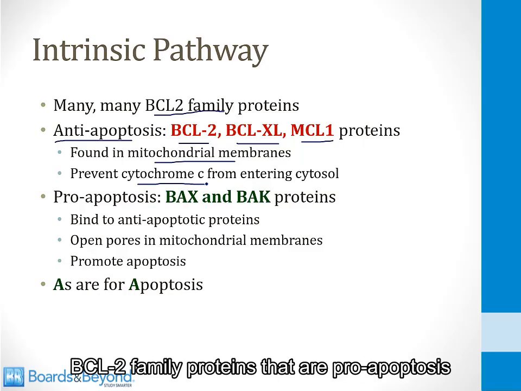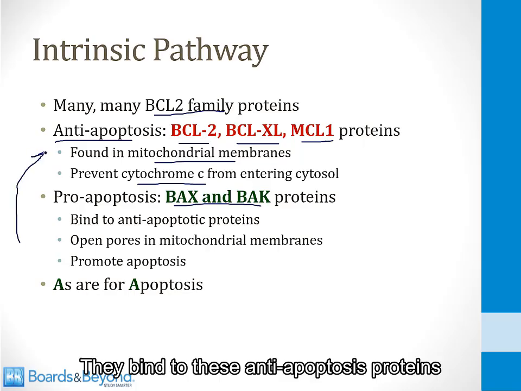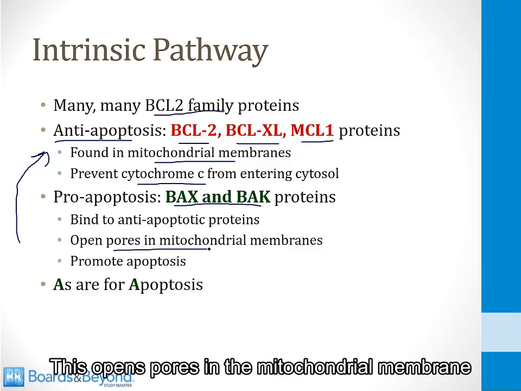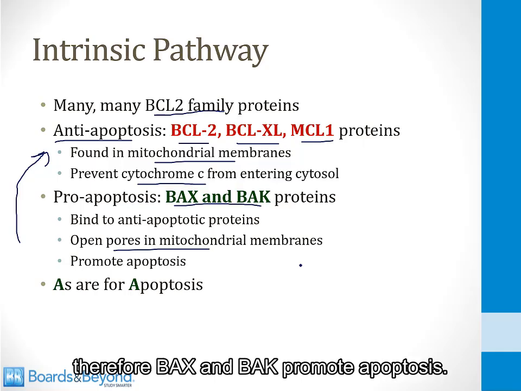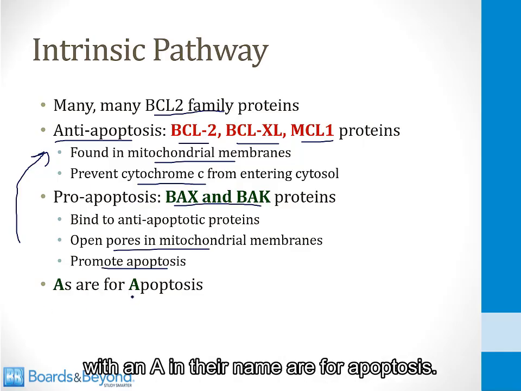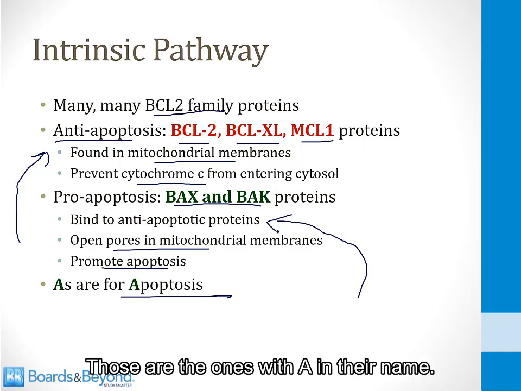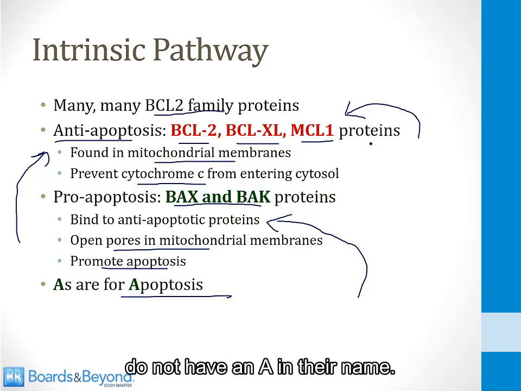BCL2 family proteins that are pro-apoptosis include BAX and BAK. These are the two famous ones. They bind to these anti-apoptosis proteins and stop them from doing their job. This opens pores in the mitochondrial membrane and allows cytochrome C to leak out. Therefore, BAX and BAK promote apoptosis. And an easy way to remember this is that the BCL2 proteins with an A in their name are for apoptosis. They cause apoptosis. That's BAX and BAK. Those are the ones with the A in their name. All of these anti-apoptosis proteins do not have an A in their name.